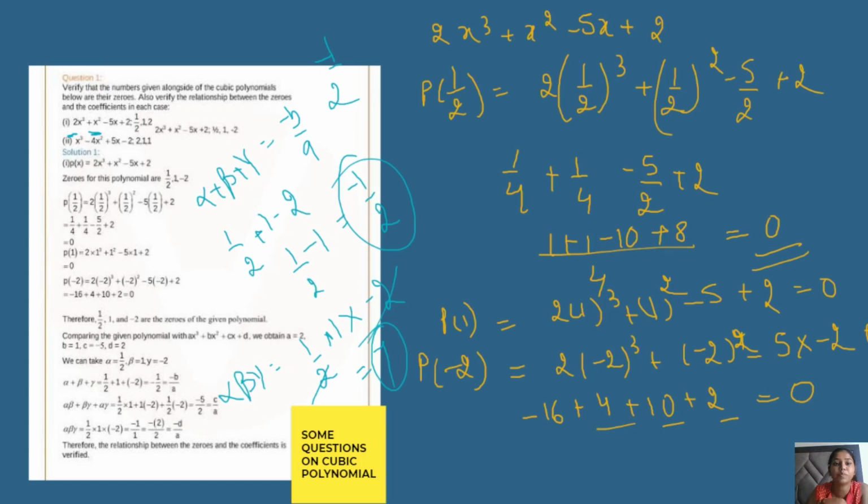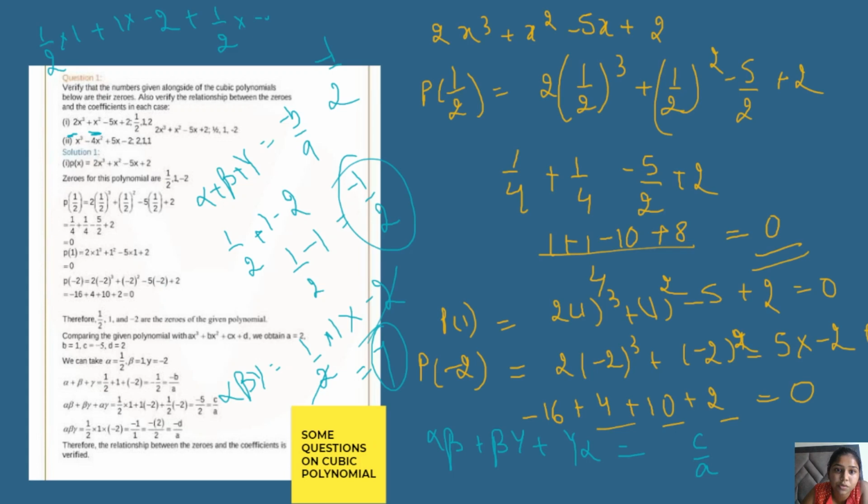Now the last one is the sum of the products of the zeros taken two at a time, and this will be c by a. So after getting this, what we'll get is 1 by 2 into 1 plus 1 into minus 2 plus 1 by 2 into minus 2, right?